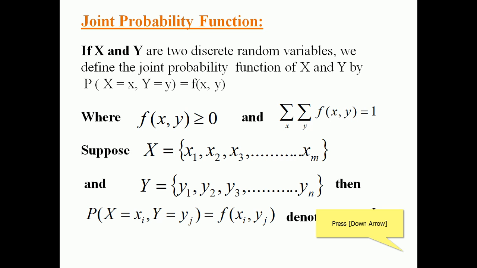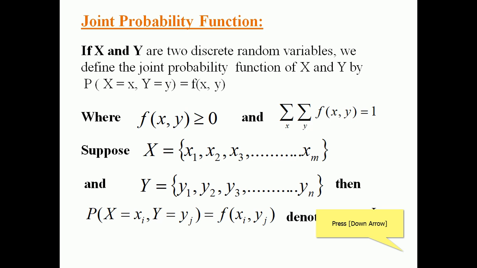Here x and y are two discrete random variables, meaning they take a finite number of values. Suppose x takes the values x1, x2, x3 up to xm and y takes the values y1, y2, y3 up to yn, then the probability that x takes the value xi and y takes the value yj is equal to f of xi, comma, yj, or in short we can also write it as f of x, comma, y. And f of xi, comma, yj or f of x, comma, y is also denoted as Jij. Jij is also known as the joint probability function.